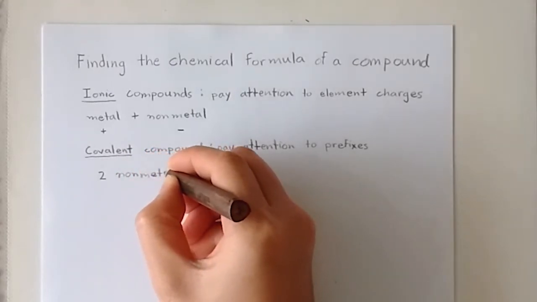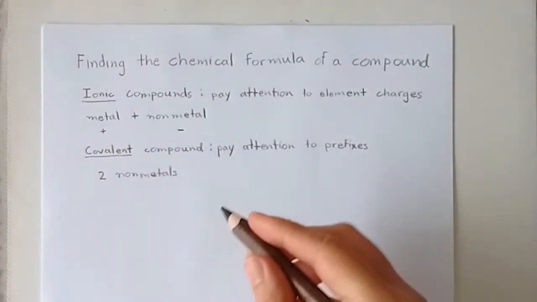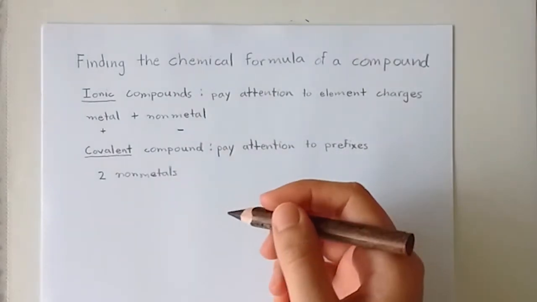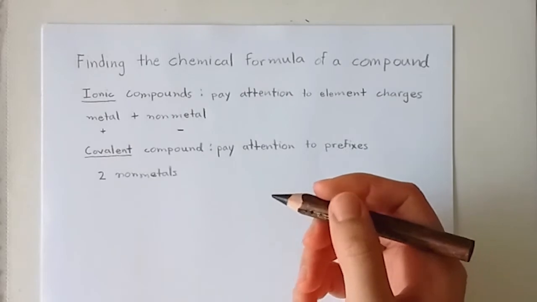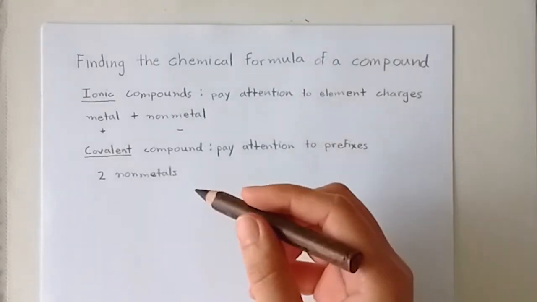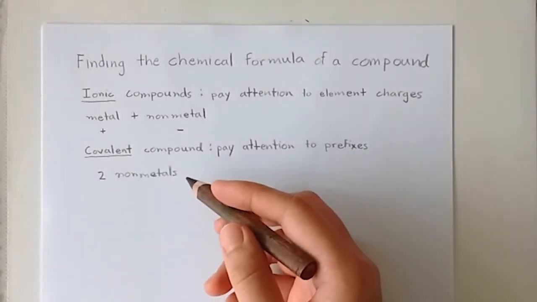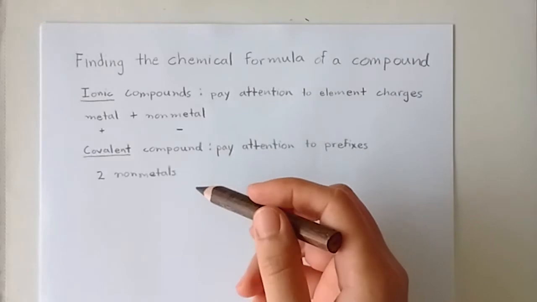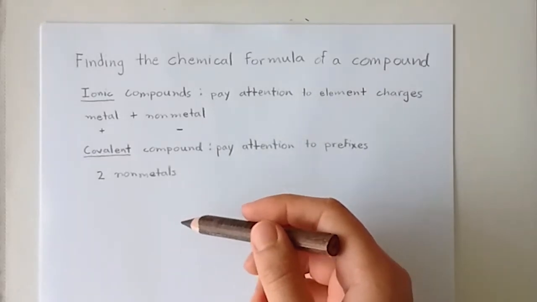For covalent compounds, you do not need to pay attention to the charge, because there is really nothing to worry about. The charge only needs to be taken into account for ionic compounds, not covalent compounds.